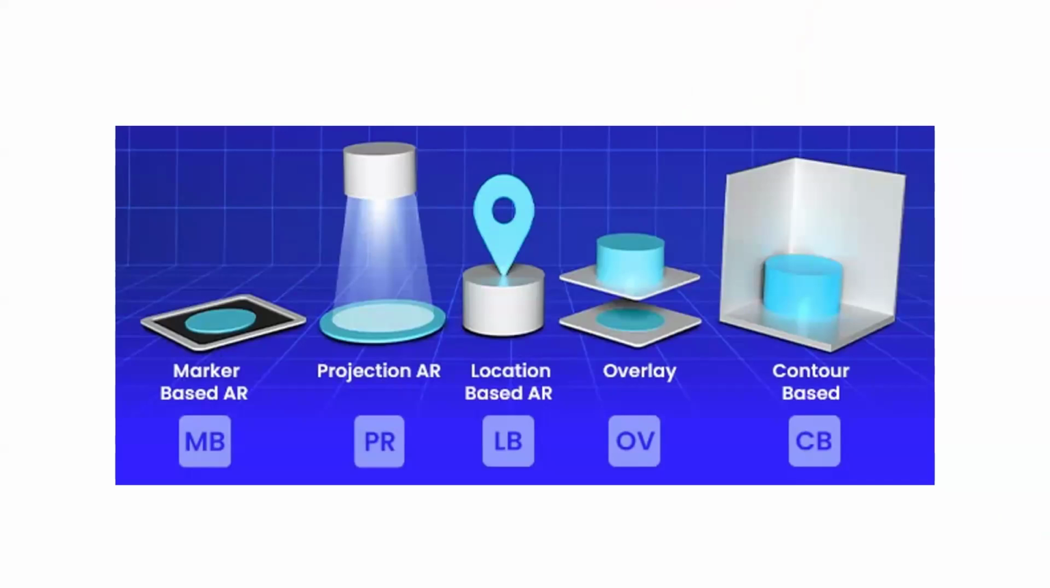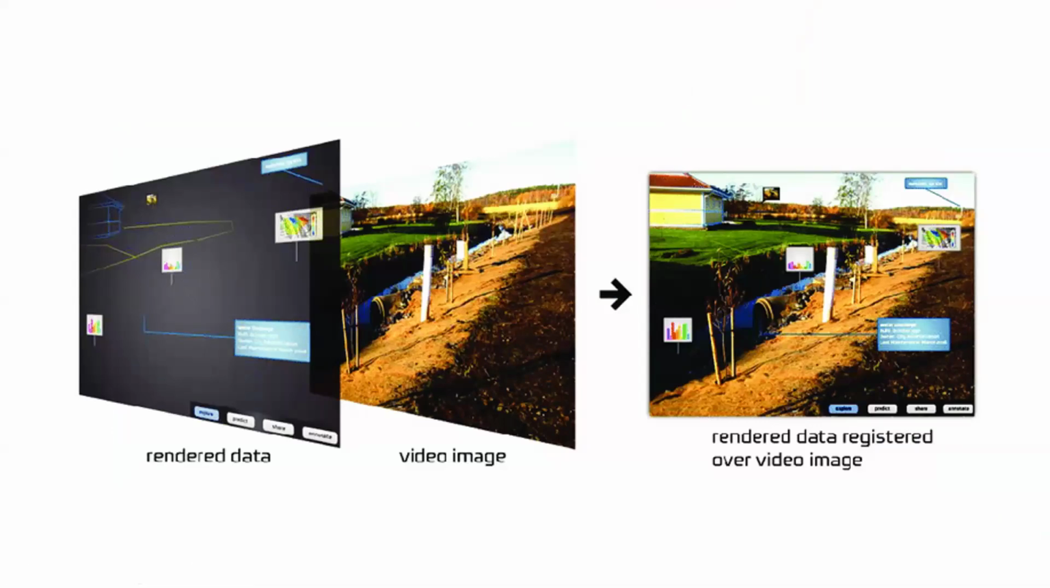Now, coming back to five major types. One is marker based AR, second is projection based AR, third is location based AR. Next is overlay, where you put the information on top of it. And the last one is contour based, where you place the object in the virtual world by finding out three walls or two walls and a flooring. So this is how overlaid information is there. You have your rendered data with all the locations, and then you have your video image, that is a frame, and finally you merge both of them and you get the final registered overlaid image.